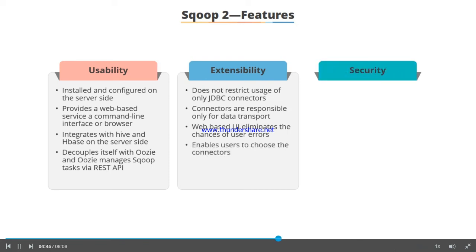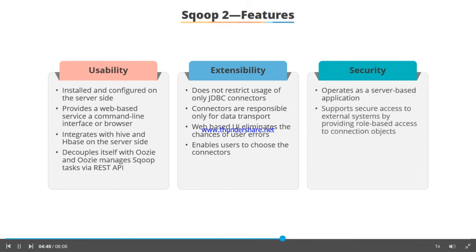In terms of security, Sqoop-2 operates as a server-based application and supports secure access to external systems by providing role-based access to connection objects. Thus, users can use Sqoop-2 with a minimal understanding of its details by using a web-based application to run Sqoop. This allows Sqoop to be installed once and used from anywhere. Sqoop also integrates better with external systems such as Oozie, since it uses REST API for operation and management.